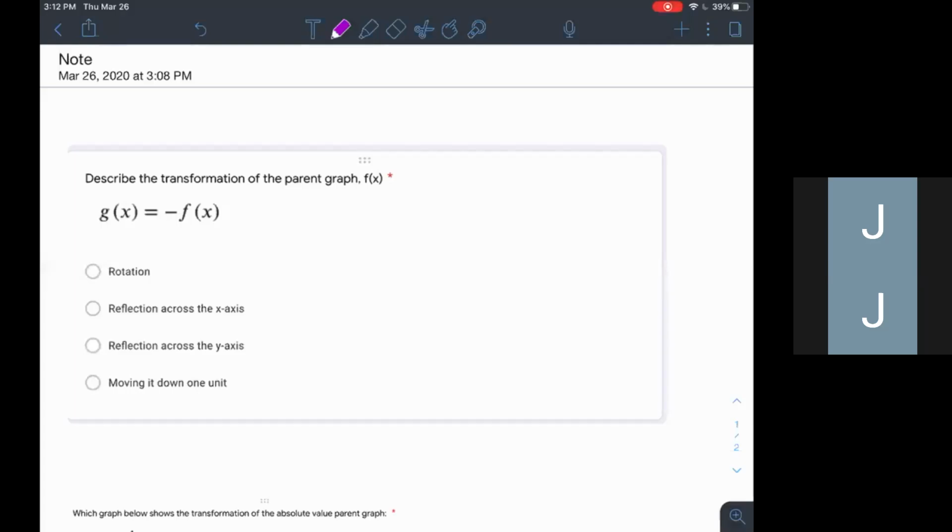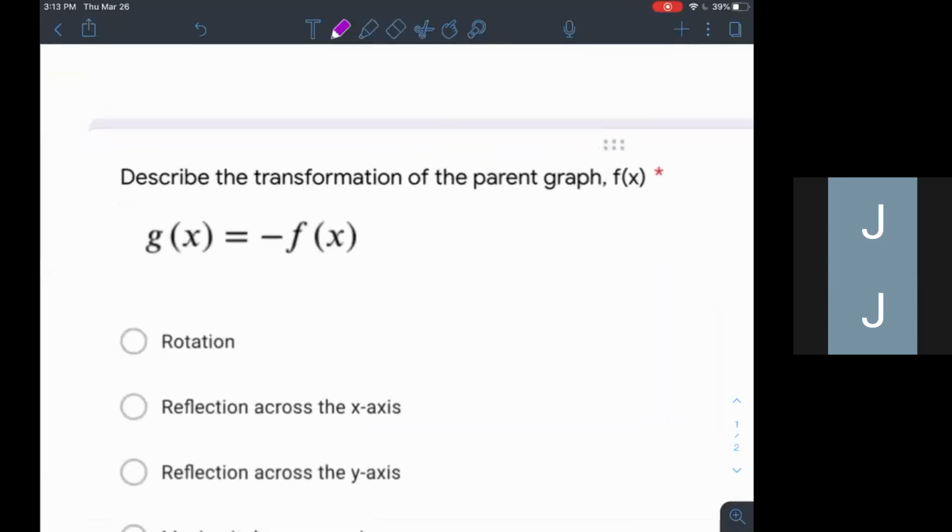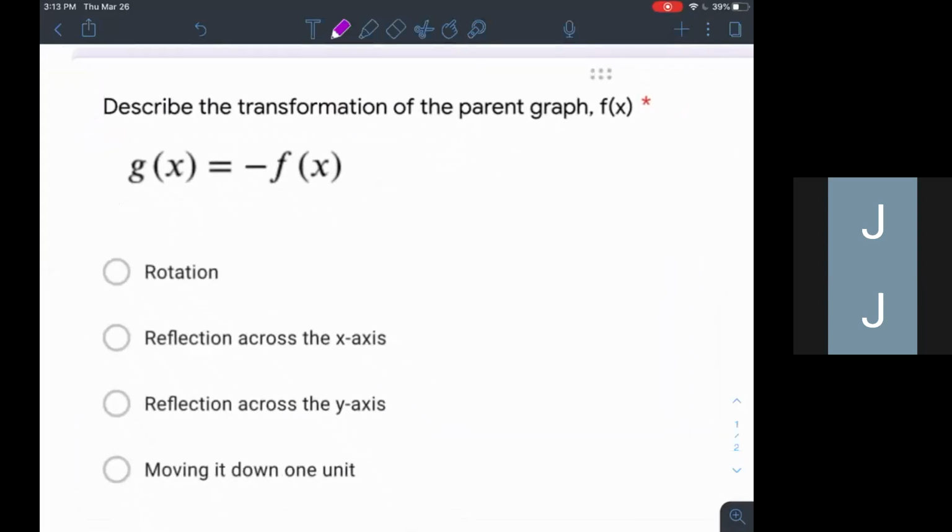I've received a few questions on the quiz 8 retake. This was on our transformations unit. And I think some of the questions might have been centered around the notation of these problems. Let's start off with number 1 here. It asks us to describe the transformation of the parent graph f of x.